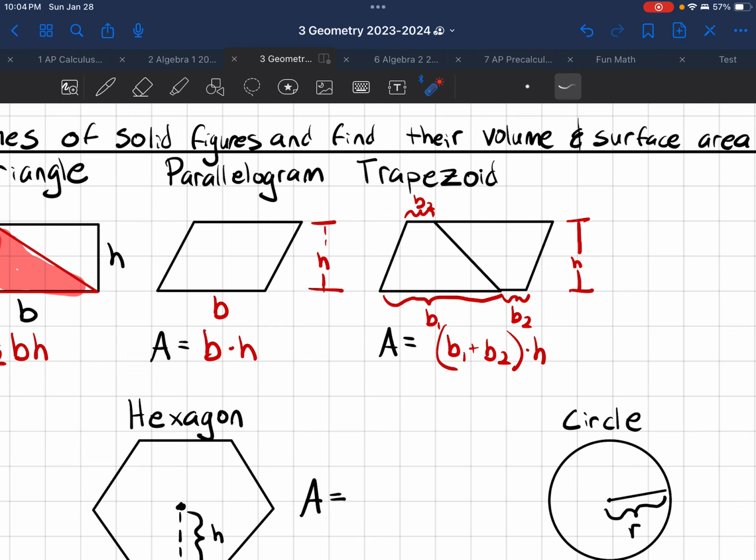Of course, there is the problem that there are two trapezoids. There's trapezoid 1, trapezoid 2. I made a copy, so I have to divide by 2 and get rid of that second trapezoid. So I have to divide this whole thing by 2. But that's where the formula for our trapezoid comes from.